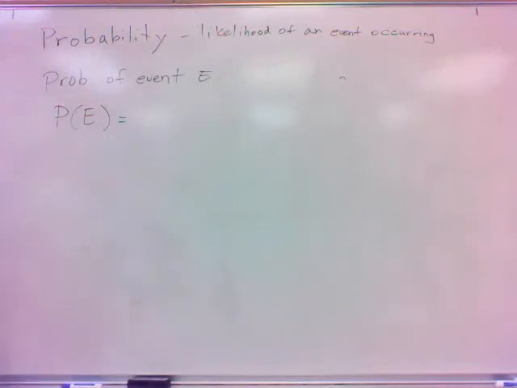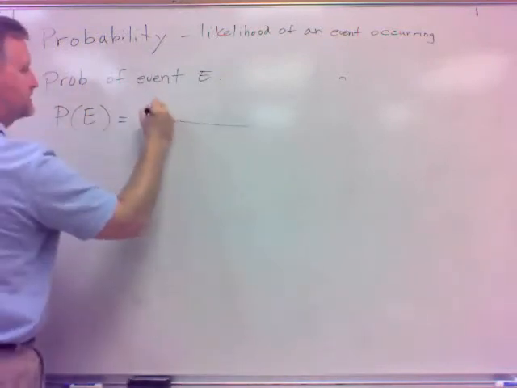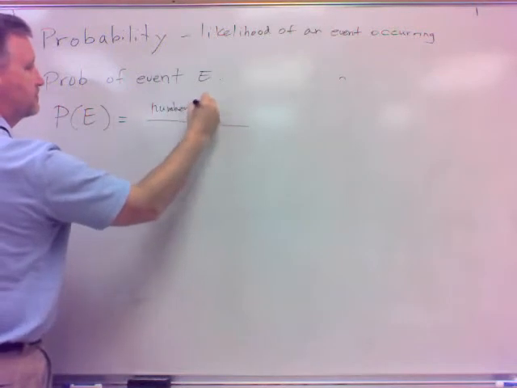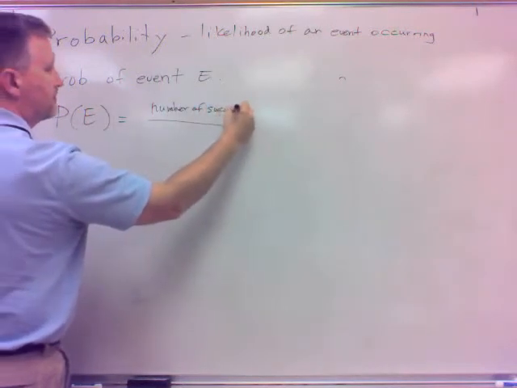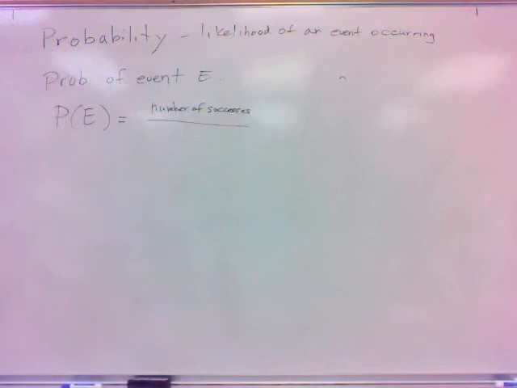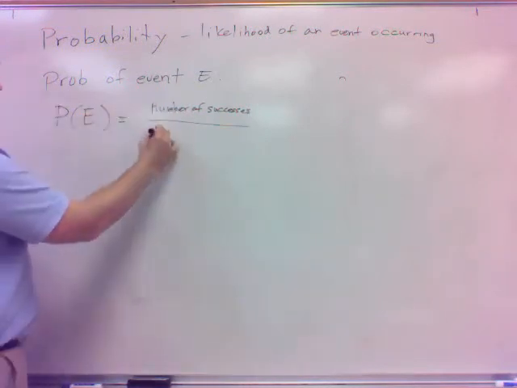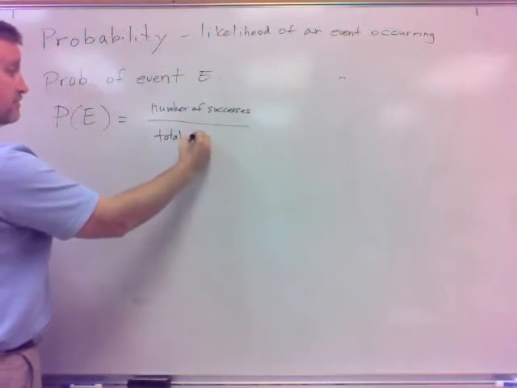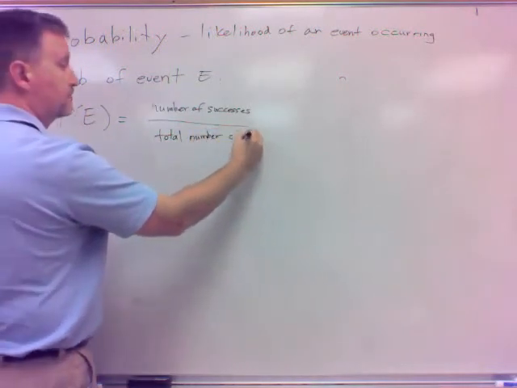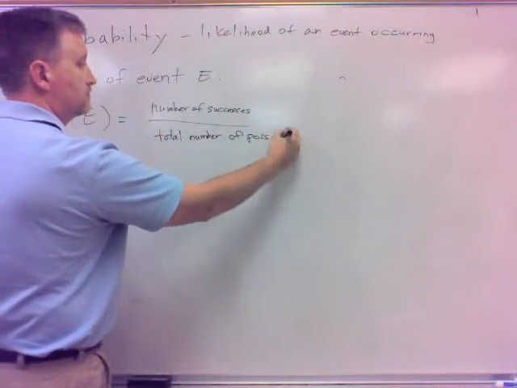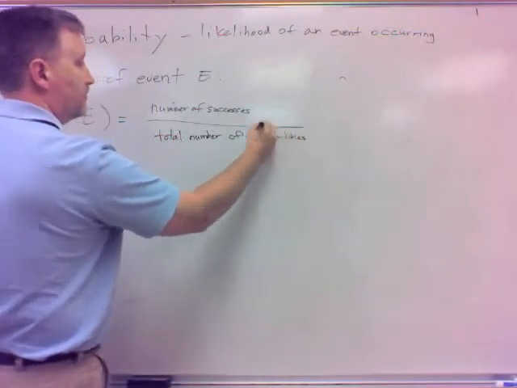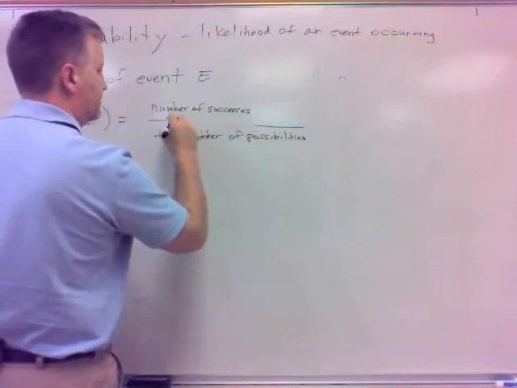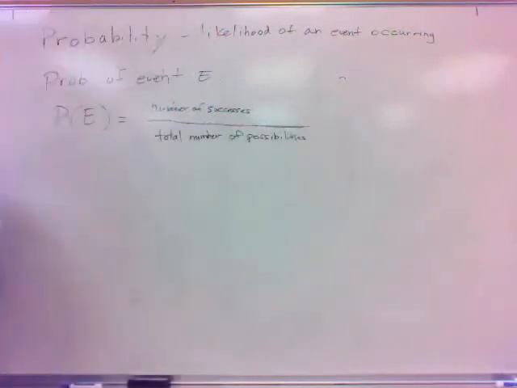Probability of E is you take the number of successes there are, because there's liable to be more than one. In that case, there was just one. You take the number of successes, also we'll call them favorable outcomes, and you divide it by what? The total number of possibilities there are. So probability is always a fraction like that. Okay?